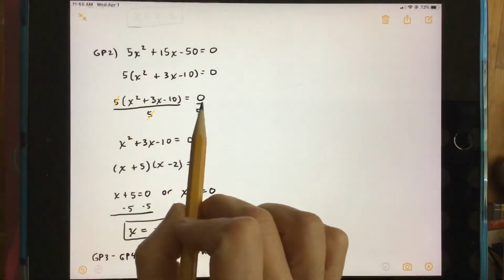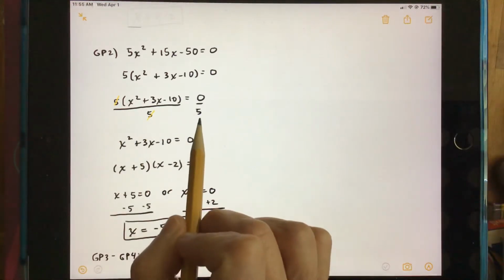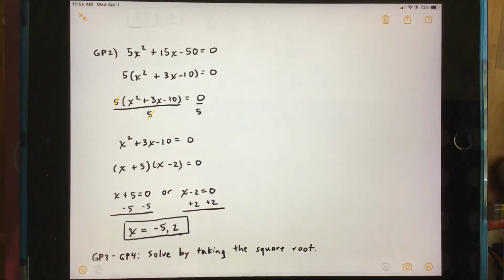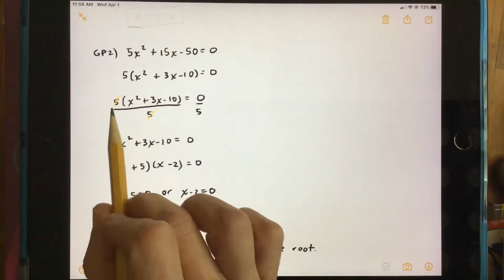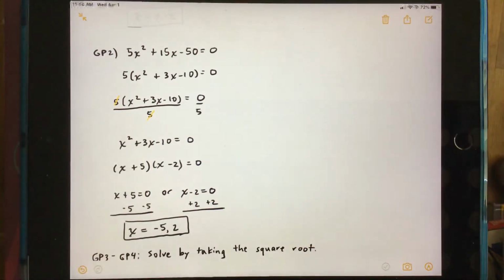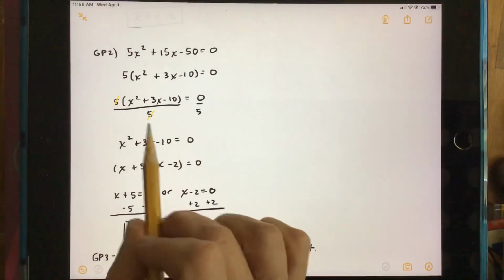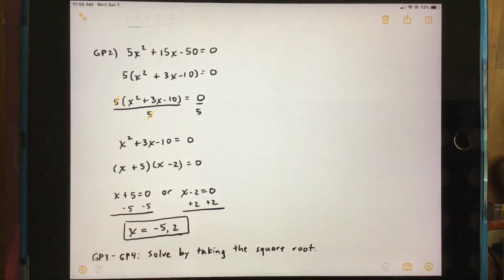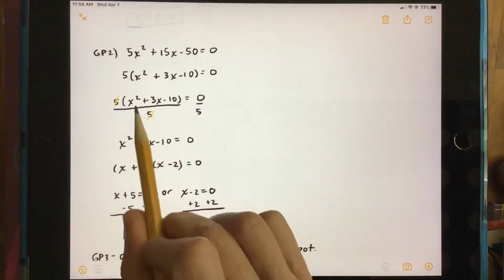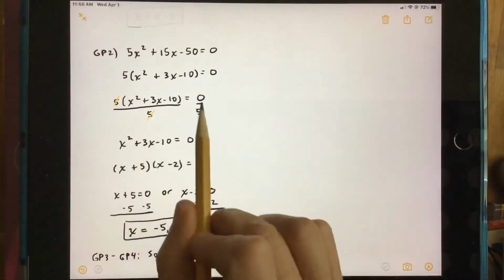Now, we're still equal to 0, and I can divide both sides by 5 at this point, and that 5 will be gone forever. It's fine to divide by a constant, that is a number, so that you can simplify your equation. We wouldn't want to be dividing by x. If this was x, we wouldn't want to divide it out because then we're throwing away one of our possible solutions. But it's fine to divide by a constant, a number, to simplify our equation on both sides. So we're left with x squared plus 3x minus 10 equal to 0.